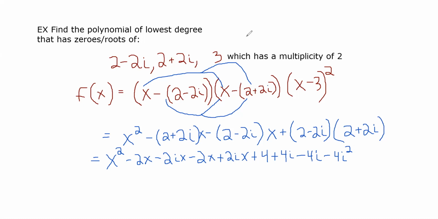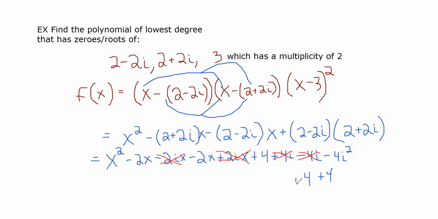And while this looks really bad at the moment, look what happens. We have minus 2ix plus 2ix. Those are going to cancel out. Those are going to go away. I have plus 4i. I have minus 4i. Those are going to cancel out. Over here, I have minus 4i squared. And remembering that i squared is negative 1, this is essentially going to become plus 4. And then we had another plus 4 over here.